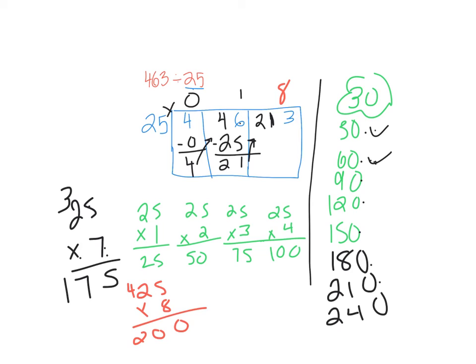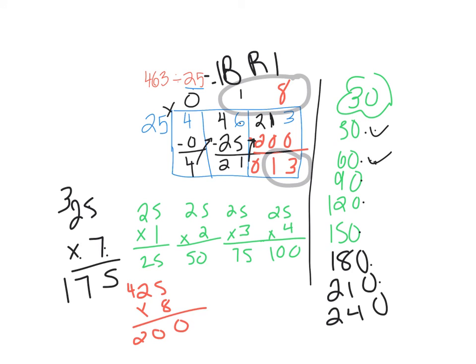25 times 8 is 200, and now I'm going to go ahead and subtract. 3, 1, 0. So my actual quotient, and this is what everyone forgets to do, my actual quotient is on top, and I need to include the remainder, which is over here. So my answer, my quotient to 463 divided by 25 is 18 with a remainder of 13.